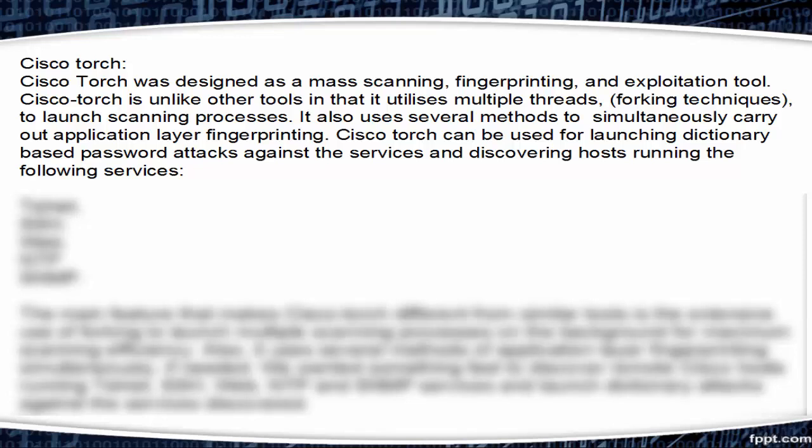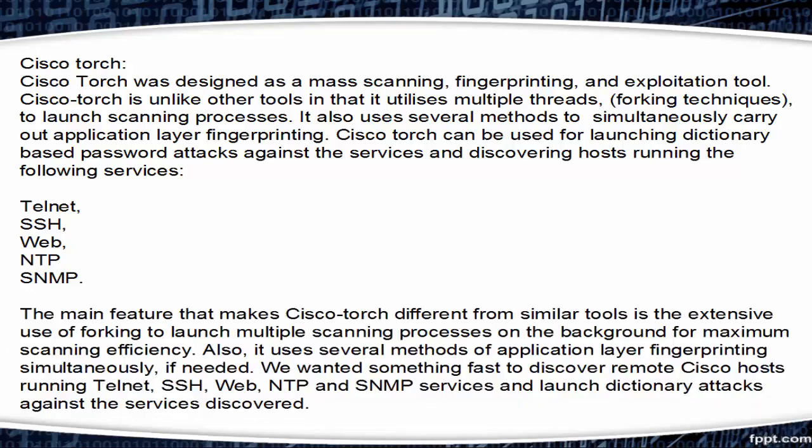Cisco Torch can be used for launching dictionary-based password attacks against the services and discovering hosts running the following services, that is Telnet, SSH, Web, NTP, SNMP. The main feature that makes Cisco Torch different from similar tools is the extensive use of forking to launch multiple scanning processes in the background for maximum scanning efficiency. Also, it uses several methods of application layer fingerprinting simultaneously if needed.